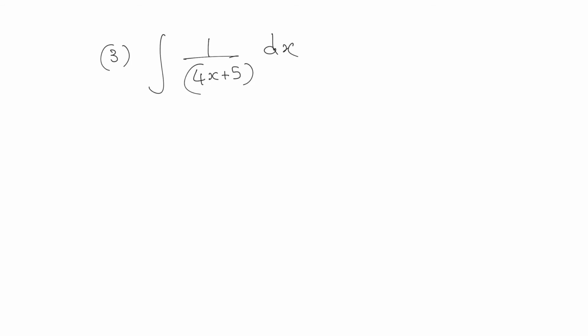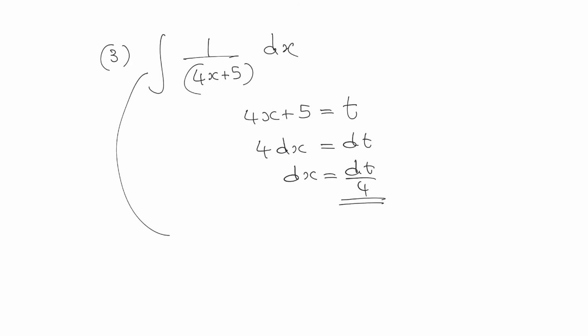We'll take another example. Let's say it is given integration of 4x plus 5 into dx. So again over here we take this 4x plus 5 is equal to nothing but t. And then the next step is we have to differentiate it. So we can write 4 dx is equal to dt, so that we'll get the value of dx in terms of dt, that is dt divided by 4. Now we can rearrange this equation: integration of 1 divided by 4x plus 5 is taken as nothing but t, and dx can be written as dt divided by 4.